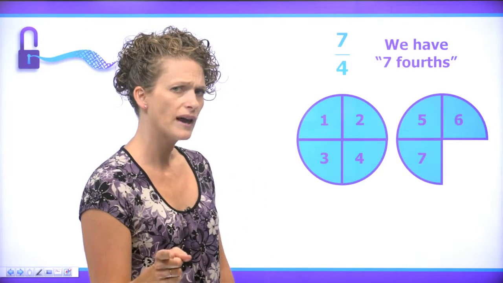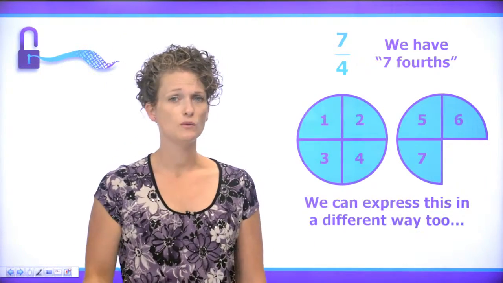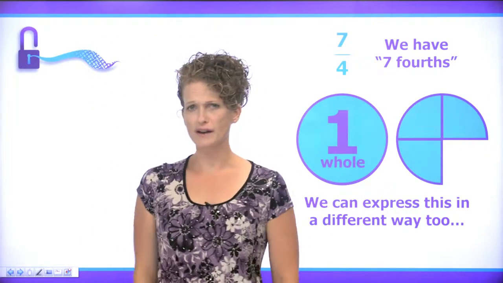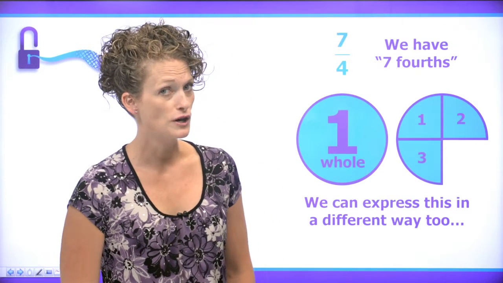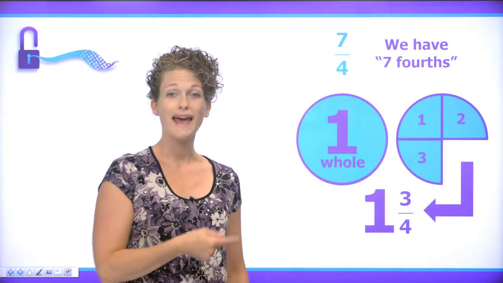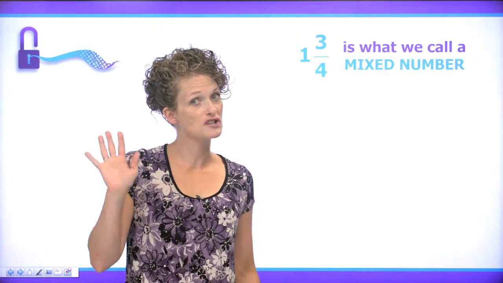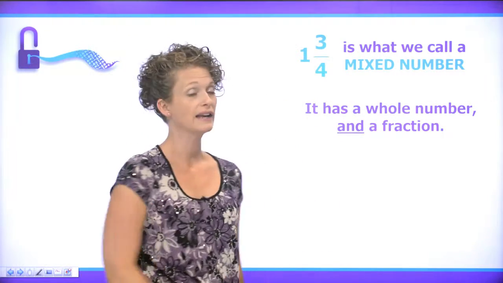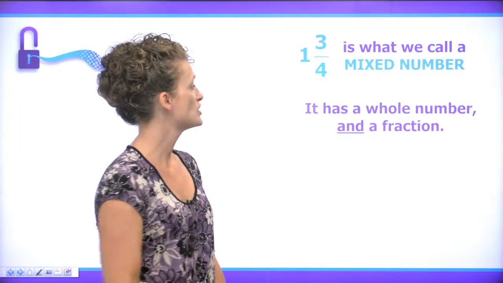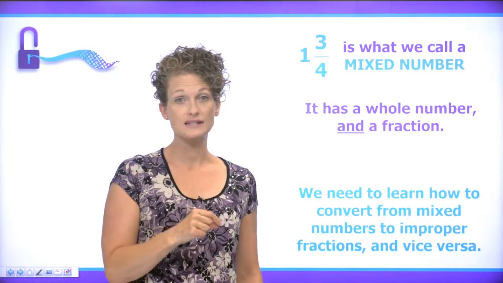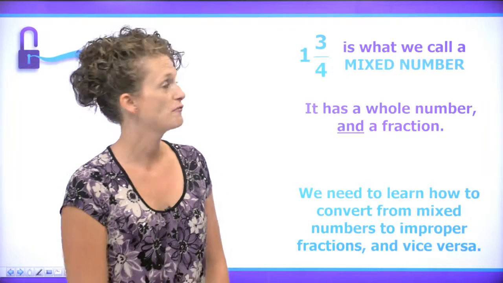How about we look at it a different way? Well, if this is filled up, then that means that we have one whole circle. So then over here, I have 1, 2, 3/4. So how do I write that as a number? Well, I write it as 1 and 3/4. Now this 1 and 3/4 is called a mixed number. You know, special names. And we call it a mixed number because it has a whole part, which is the 1, and it has a fraction part, which is the 3/4. We're going to learn how to switch from improper fractions into mixed numbers and mixed numbers into improper fractions.